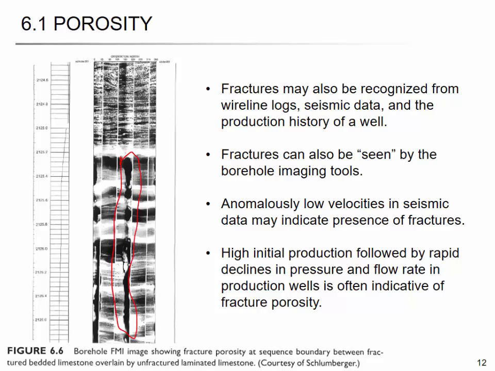And anomalously low velocity may also indicate fractures. You can also find an indication of the presence of fractures from the production history. High initial production followed by rapid declines in pressure and flow rate is often indicative of fracture porosity.